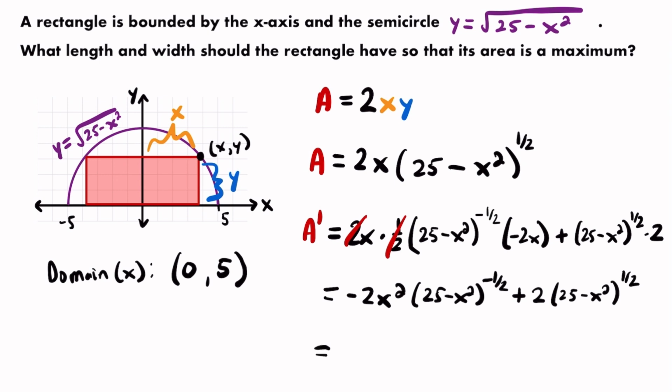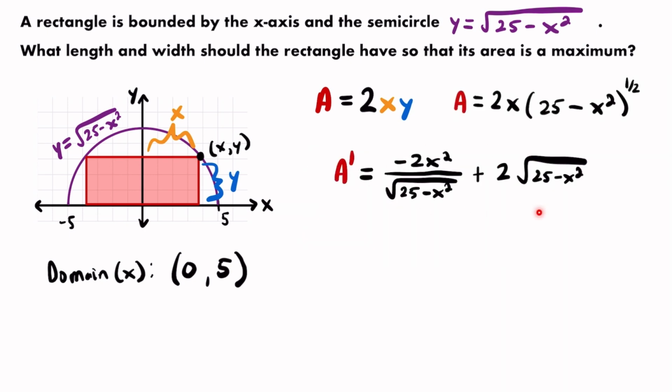So this would be equal to negative 2x squared divided by the square root of 25 minus x squared, and then we're adding that to 2 times the square root of 25 minus x squared. All right, and so now that is our derivative. We don't need to simplify that any further. What we can do now is set it equal to 0 and solve for x. So let's work on that next.